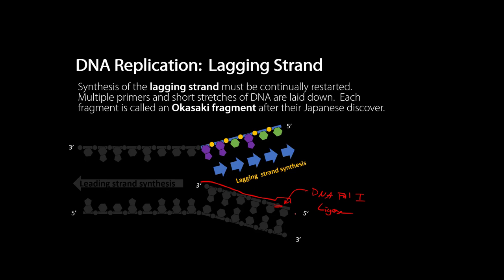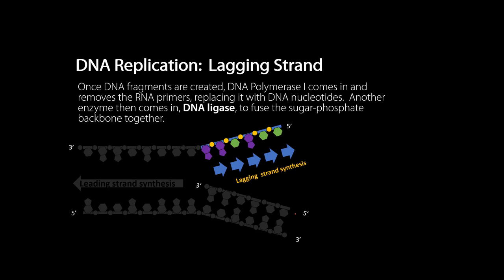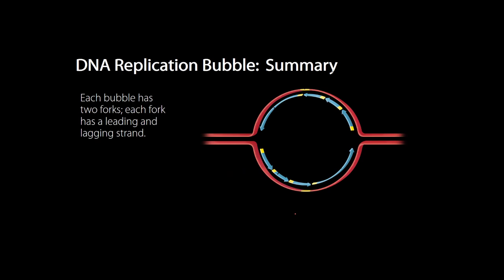So I just doodled all this out, but here's a summary again. Once the Okazaki fragments are created, DNA polymerase 1 comes in and removes those RNA primers, and then replaces them with DNA nucleotides. And then another enzyme comes in, DNA ligase, which fuses the sugar phosphate backbone together. So here's a really nice, simple summary view of what a replication bubble looks like, adding onto it the information of how the DNA is replicated on each side.